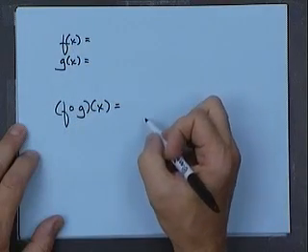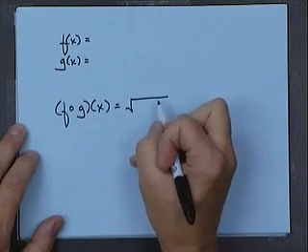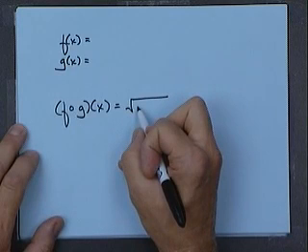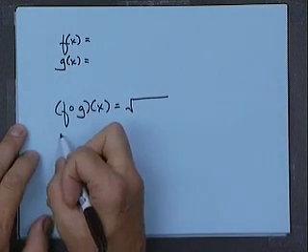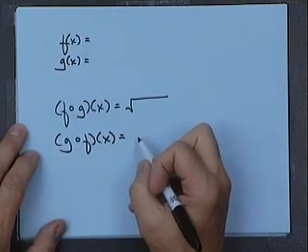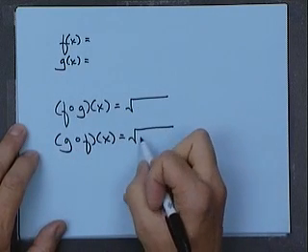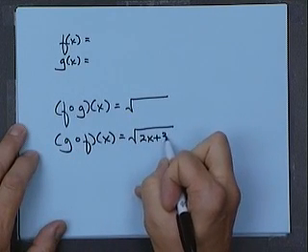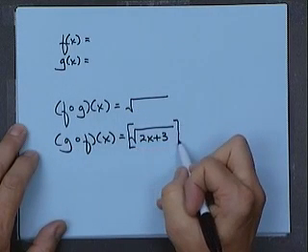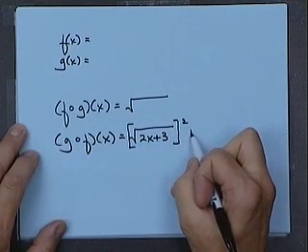F of g of x is the square root of 2x plus 3, and all of that is squared. So 2x plus 3 is under the... It's g of f of x. I'm sorry. It's okay. No, g of f of x. And under the square root is 2x plus 3, and the square root is squared. So this is squared? Yes, all of that is squared, and then plus 1.